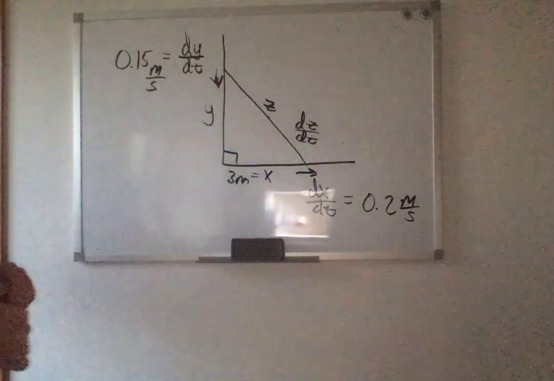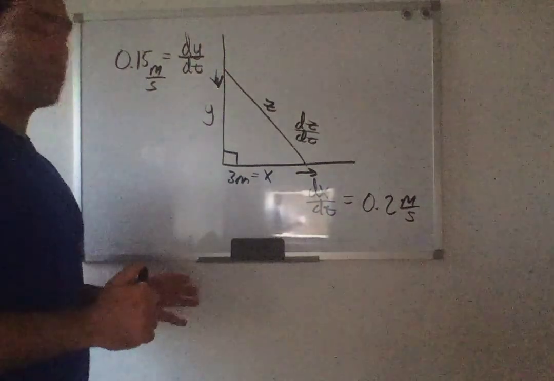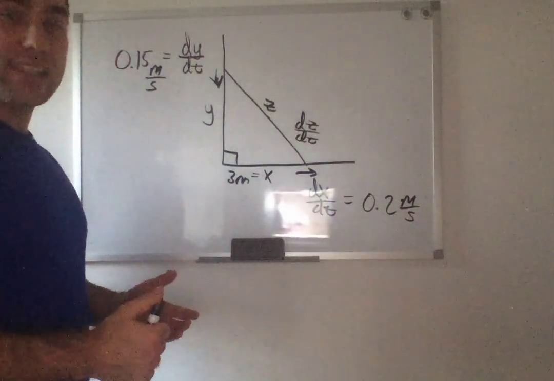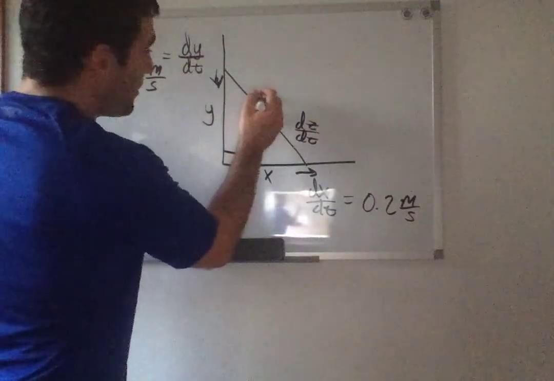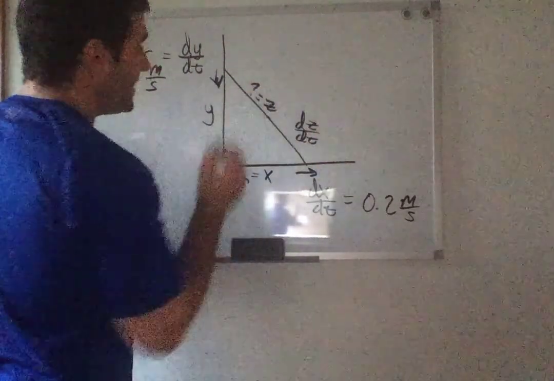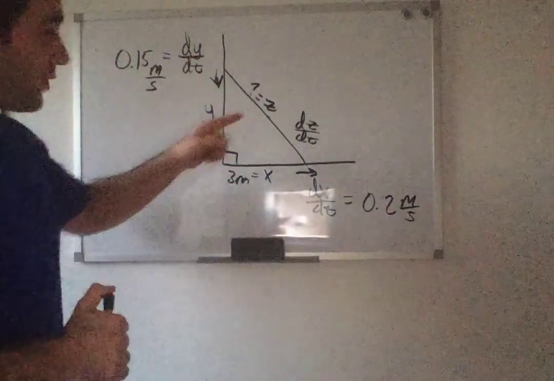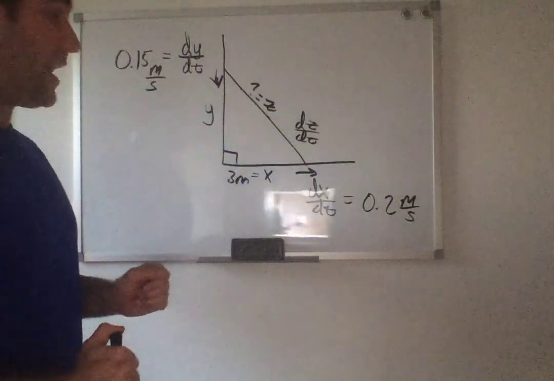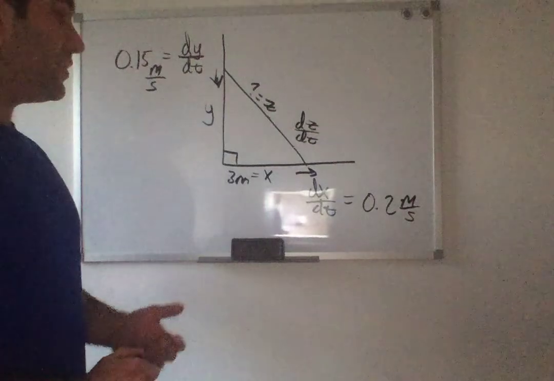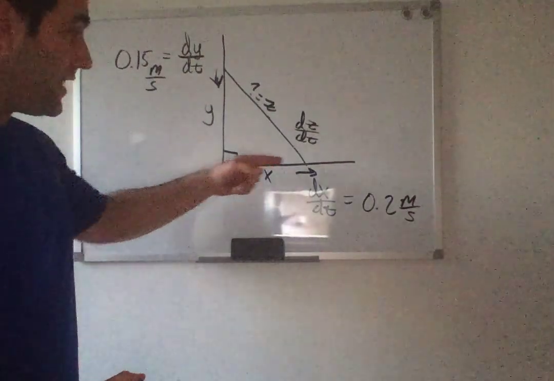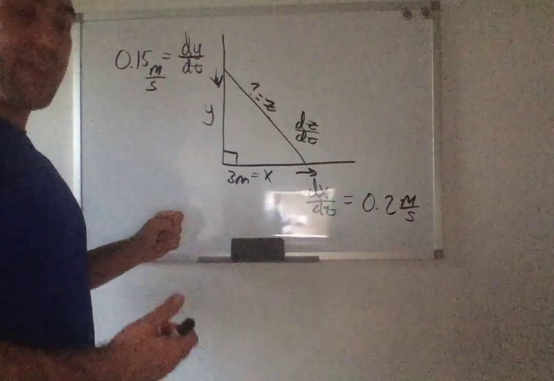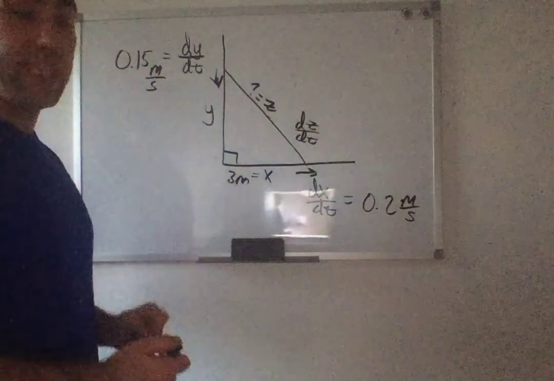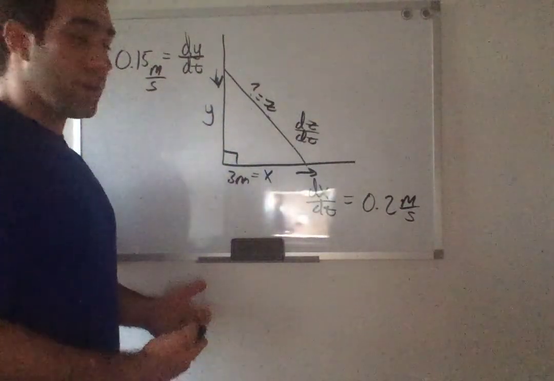Now, let's look at what we're trying to find. They asked us, how long is the ladder? Meaning that we have to find this z distance right here. Now, one way we could do that is if we have this x distance and this y distance, we could use the Pythagorean theorem to solve for z. And that's actually what we're going to want to do.